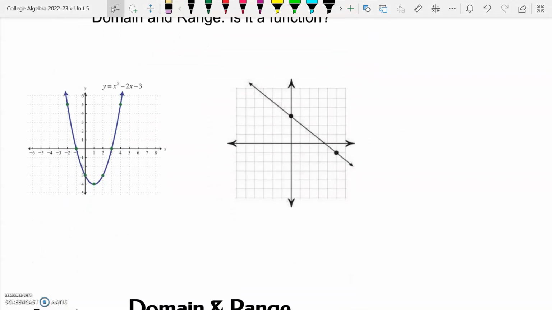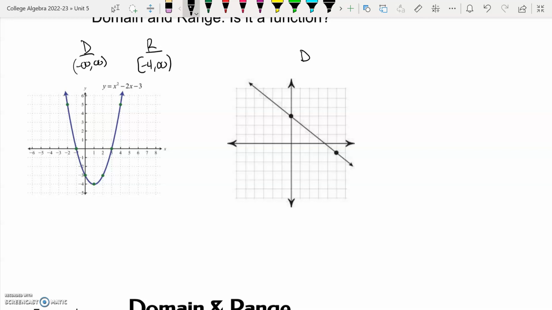So you do the same thing here, domain and range. Okay, x squared minus 2x minus 3. Whenever I do this, domain is going to be negative infinity to infinity, and range is going to be -4 all the way to positive infinity because it's going up forever. So that's my range, that's my domain.